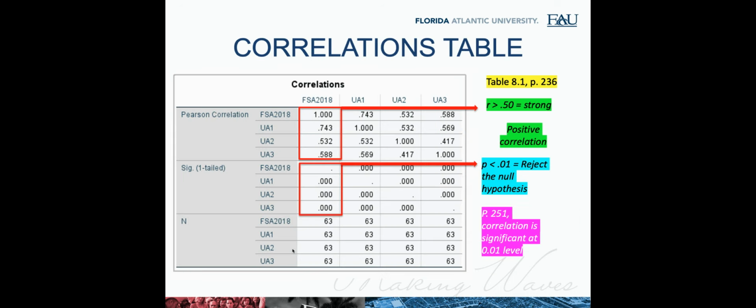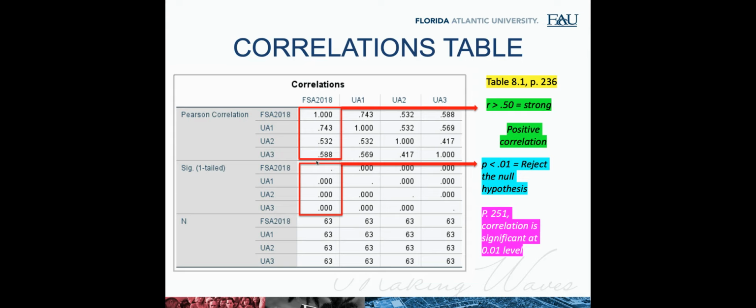So now getting into our inferential statistics, we have our correlations table. The way that you read the correlations table is it's actually a matrix. The way that it works is you use the left column to find the meeting point of the top column. For example, if I wanted to compare the correlations of FSA 2018 to FSA 2018, I find that there's a correlation of 1, which is a perfect correlation. Well, there should be a perfect correlation because they're the same exact scores.